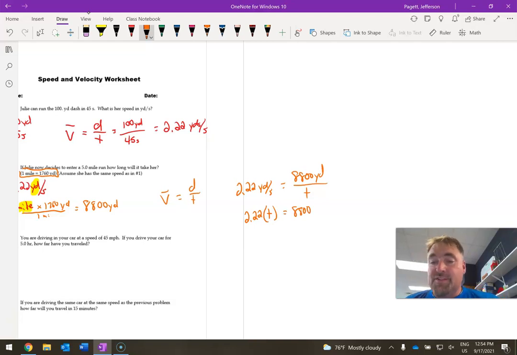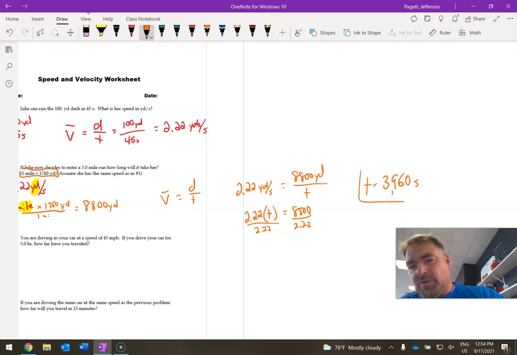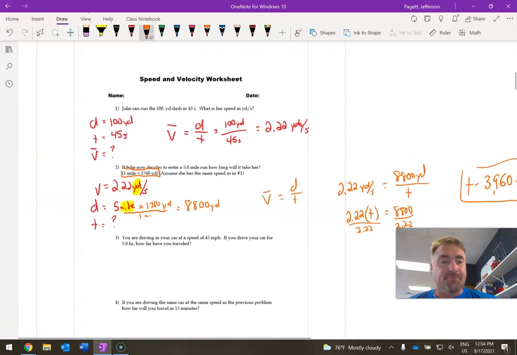Now notice on the second time around, I didn't write in the units. I don't have to. But now the next thing I want to do is divide each side by 2.22. And so that's going to give us about 3,963. And again, if you use 2.22222 repeating, your time is going to end up being 3,960 seconds. So depending on where you rounded, you may get a slightly different answer, but that's okay.